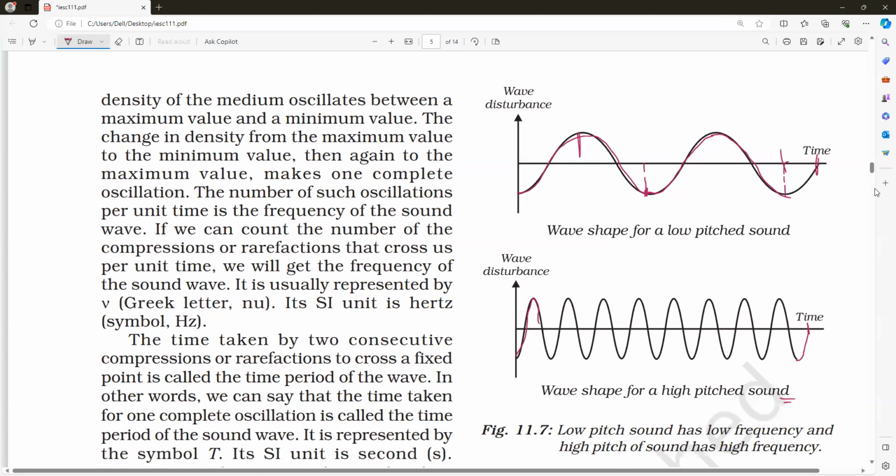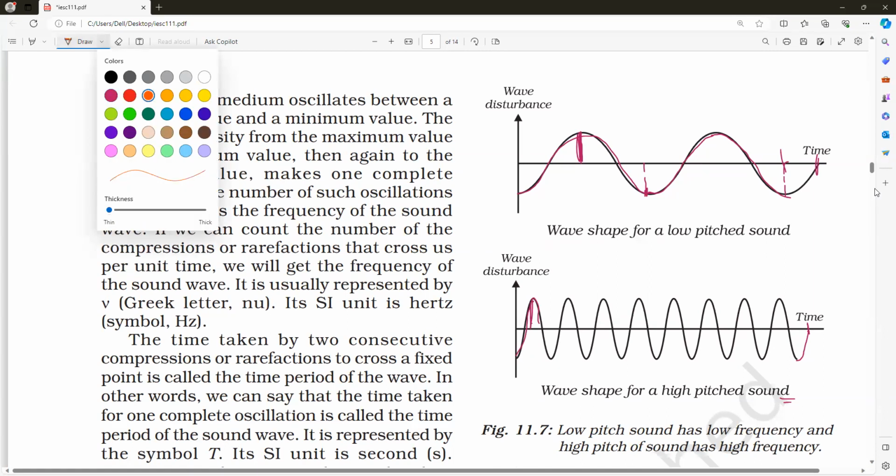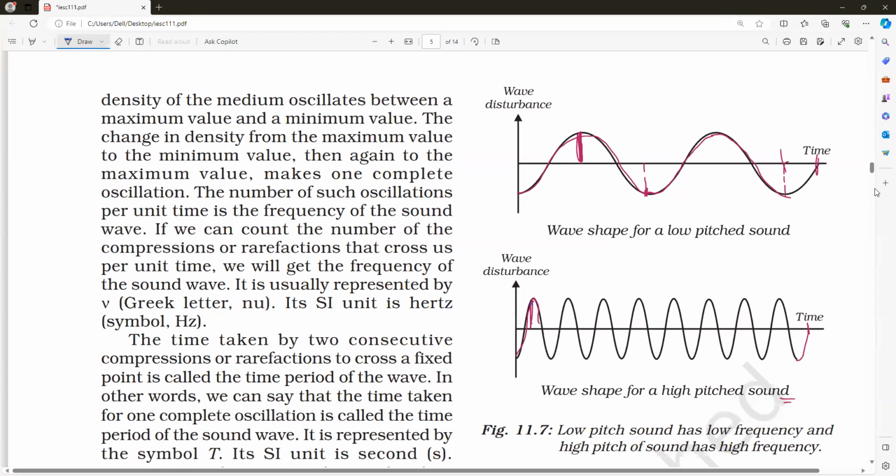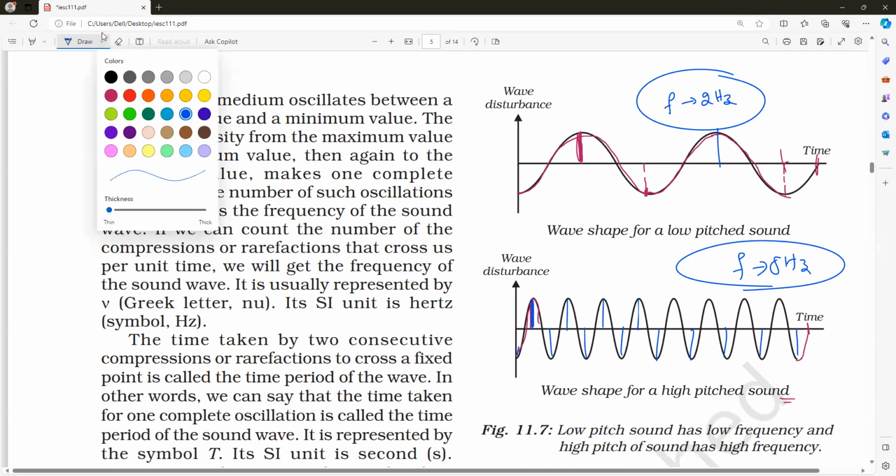The same amplitude remains constant. That is, the loudness remains constant. Loudness constant means amplitude remains constant or not? Everyone, please respond. So the amplitude remains the same, but only the number of waves, the frequency, differs. Now you can see here 1, 2, 3, 4, 5, 6, 7, almost 8 waves. So here the frequency is approximately 8 hertz. And here the frequency is how much? Everybody, 2 hertz.